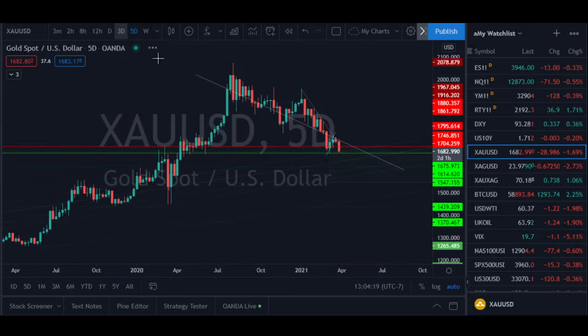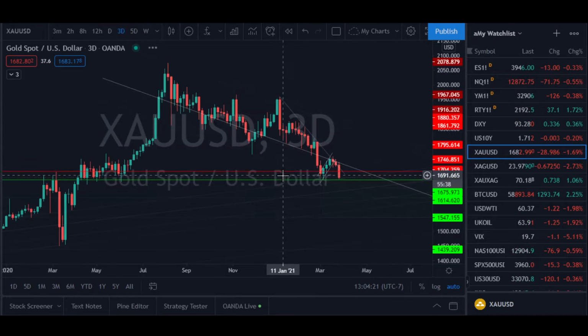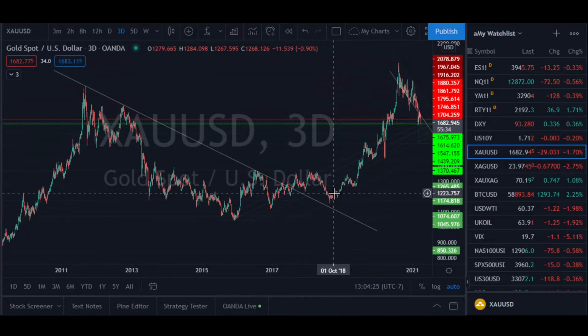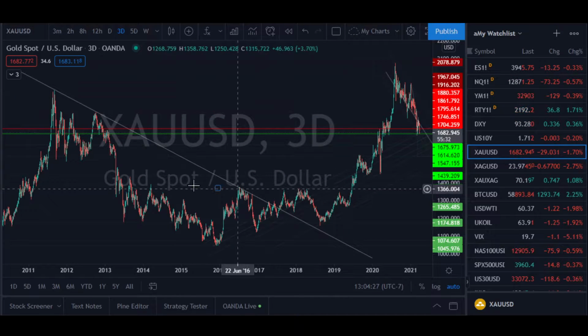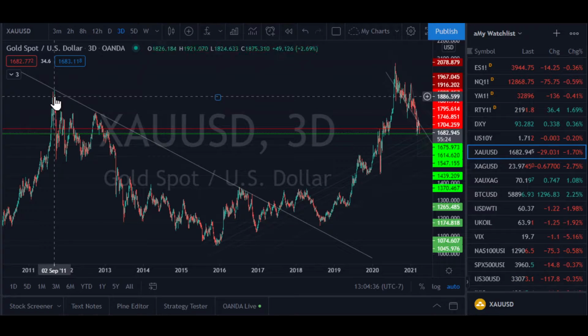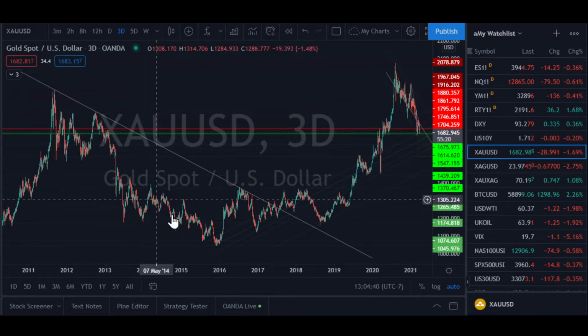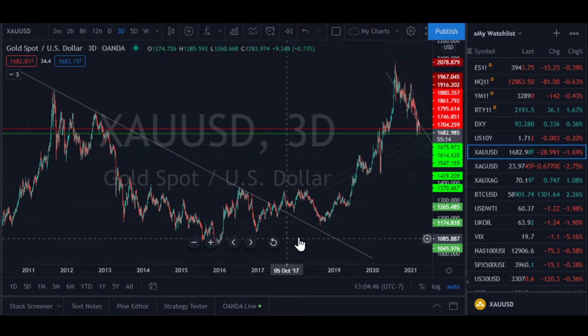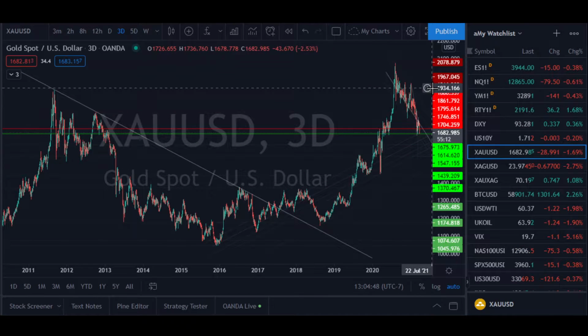I'll do a 3-day chart here. If you go to a 3-day chart, sometimes the weekly chart works as well, and you pull it back, you can see that back here in September of 2011, we had the previous all-time high, and then we had a long bear market. We bottomed out here in late 2015, and then we've been on a slow rise ever since.